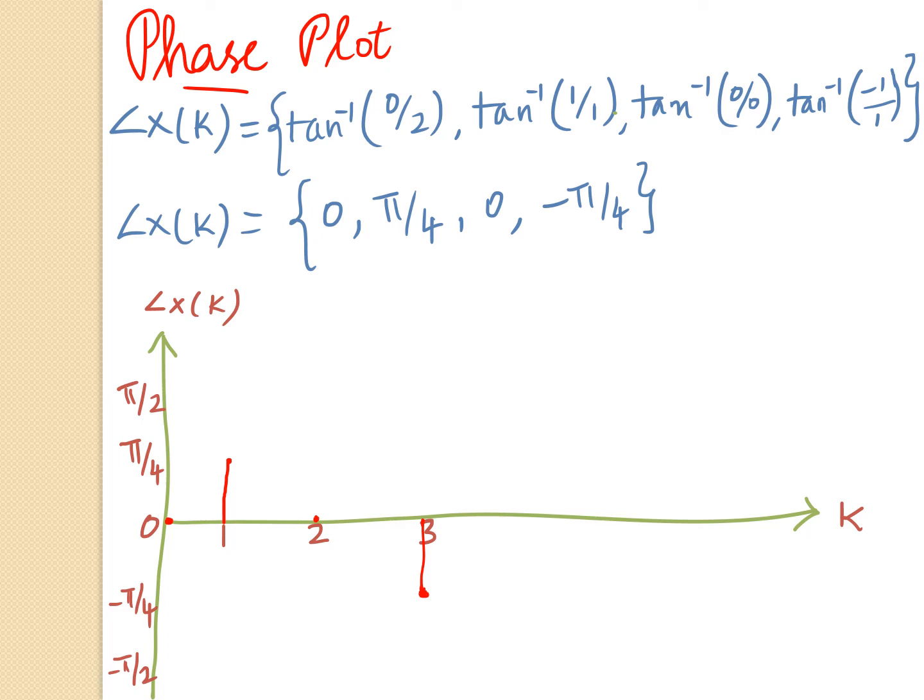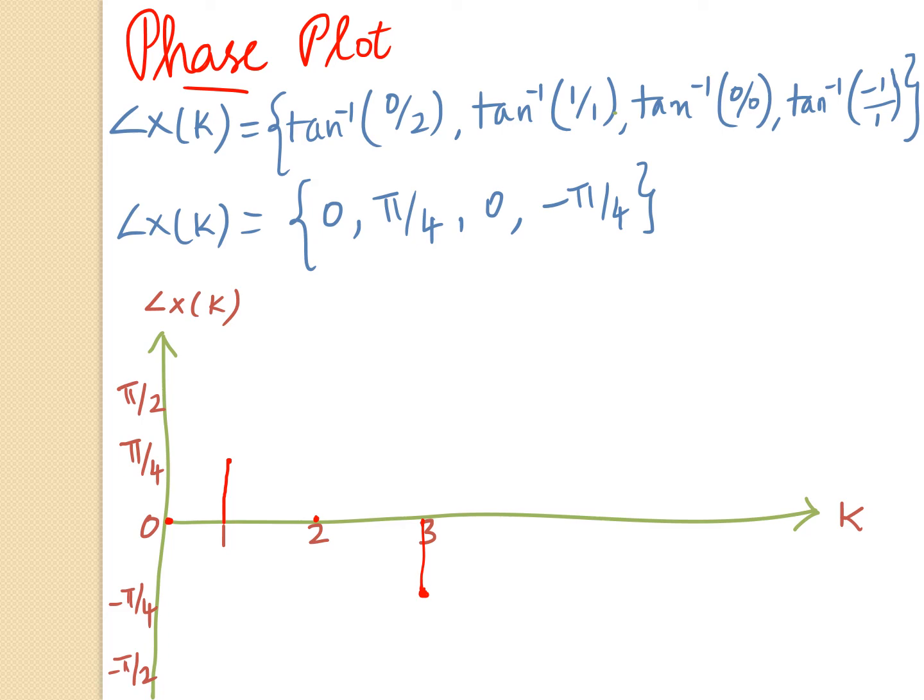And the second element is 1 plus j, so that becomes tan inverse of 1 by 1. And the third element is 0, that becomes tan inverse of 0 by 0. And the fourth element is 1 minus j, so it becomes tan inverse of minus 1 by 1. So totally the angle of X of k, after finding all the values, is 0, pi by 4, 0, minus pi by 4. For this calculation, we have to keep the calculator in radian mode and get the tan inverse values. So a graph is plotted for k versus the angle of X of k.